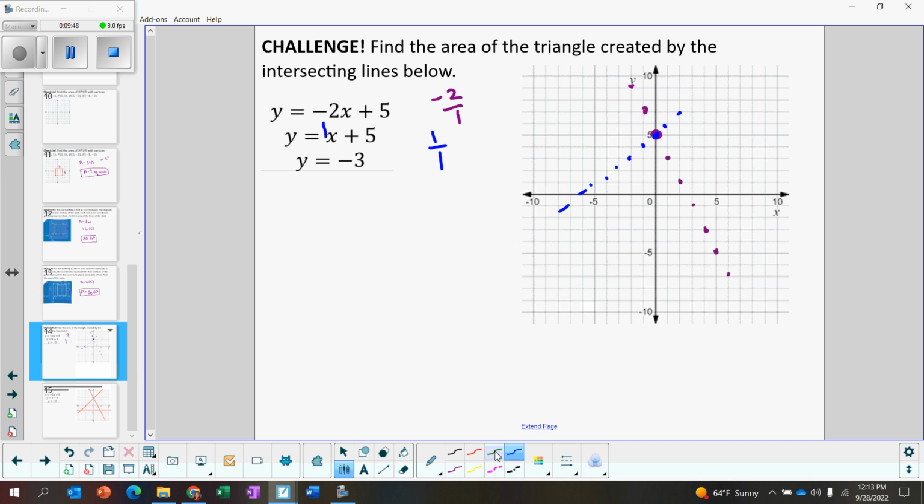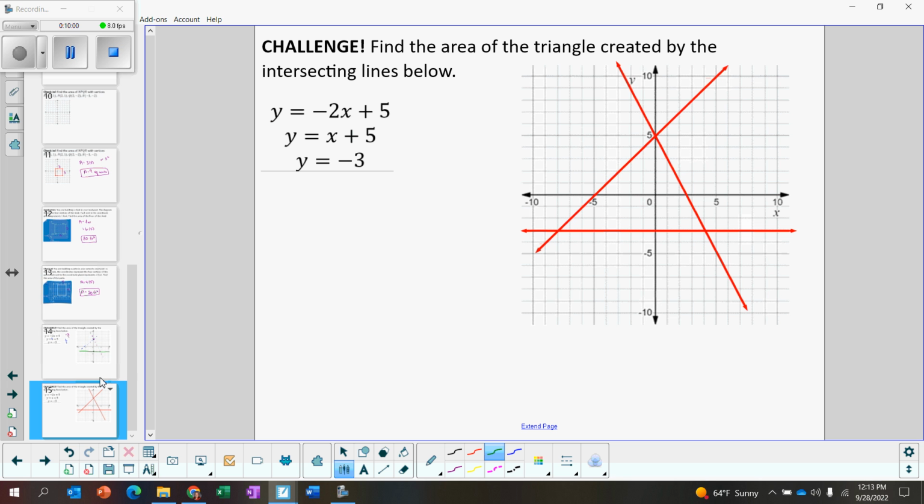This last one, y equals negative 3, is a constant. There's no slope. It just goes through negative 3 and doesn't go up or down at all. It just goes across like this. So I'm going to look at our picture with those lines drawn for us now.